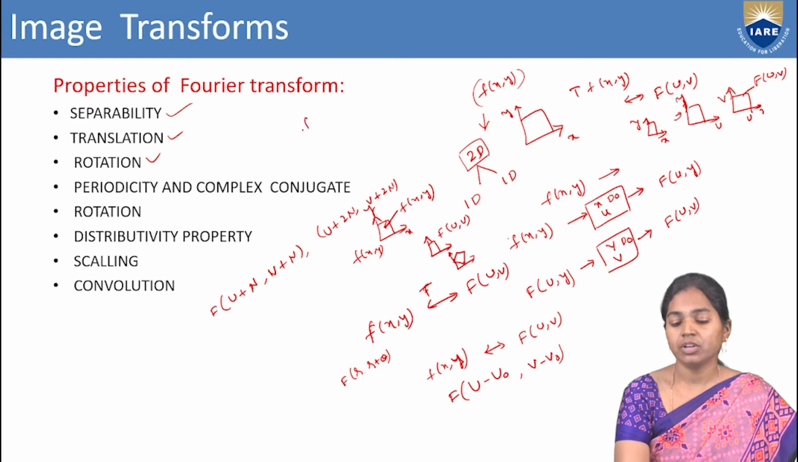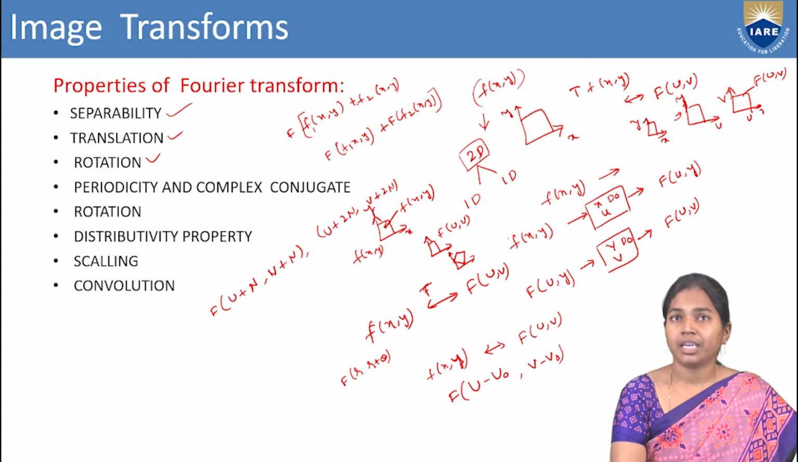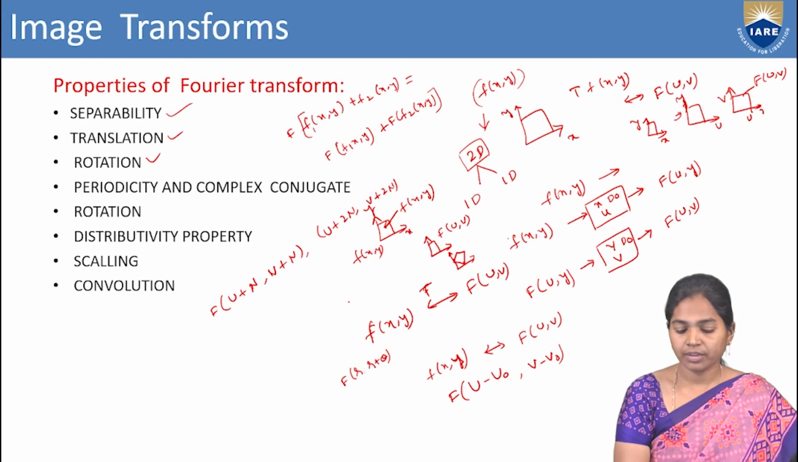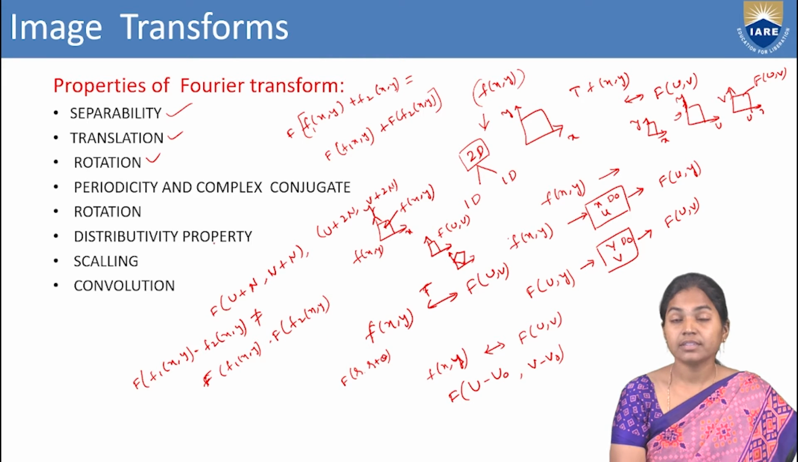Next, the distributivity property. Distributivity means that for f1 of x comma y plus f2 of x comma y, we apply the distributive property: the Fourier transform of f1 of x comma y plus f2 of x comma y is equal to the Fourier transform of f1 of x comma y plus the Fourier transform of f2 of x comma y. But the Fourier transform of f1 of x comma y times f2 of x comma y is not equal to the Fourier transform of f1 of x comma y times the Fourier transform of f2 of x comma y. So this is the distributive property.